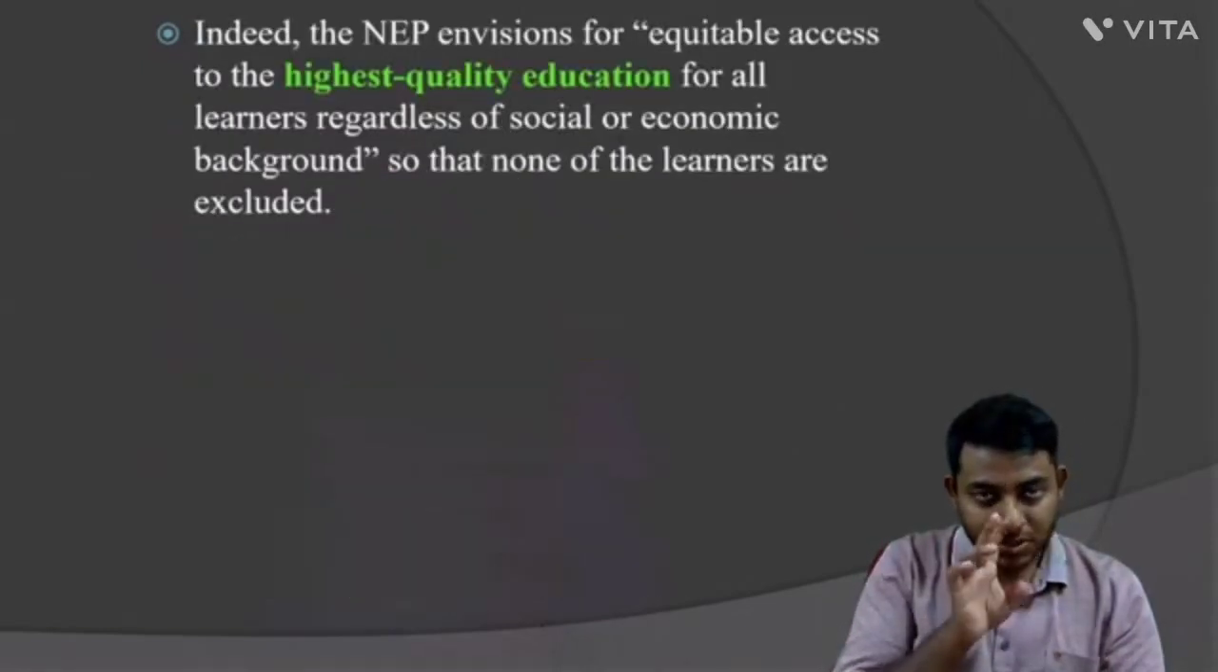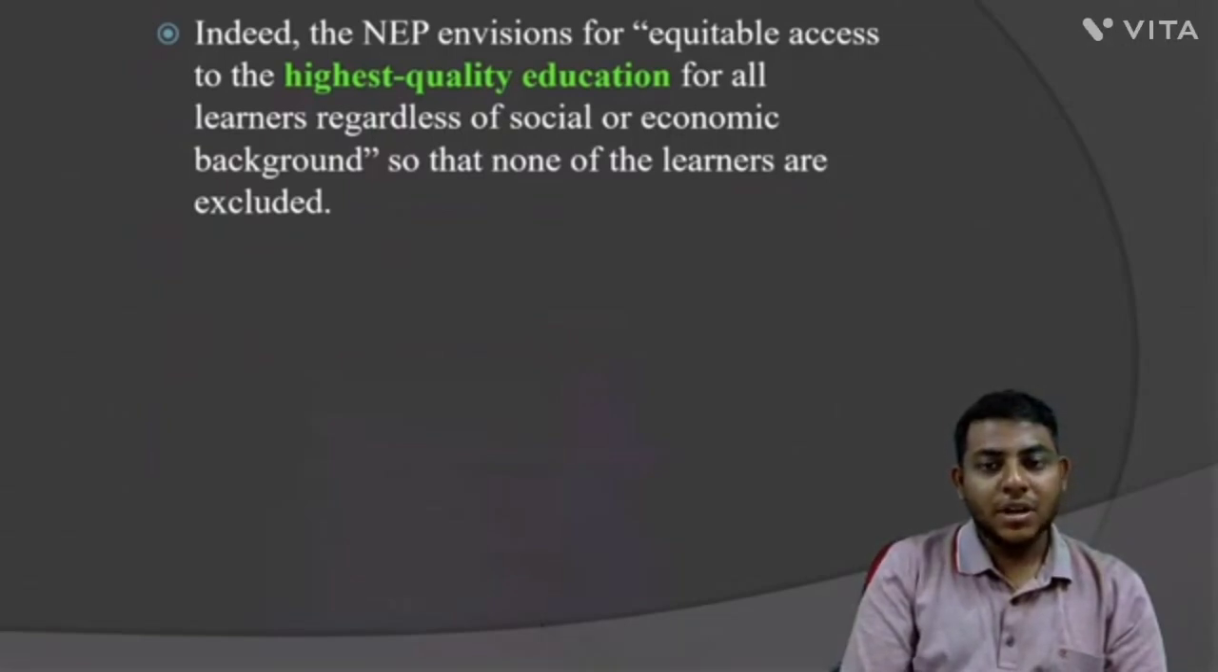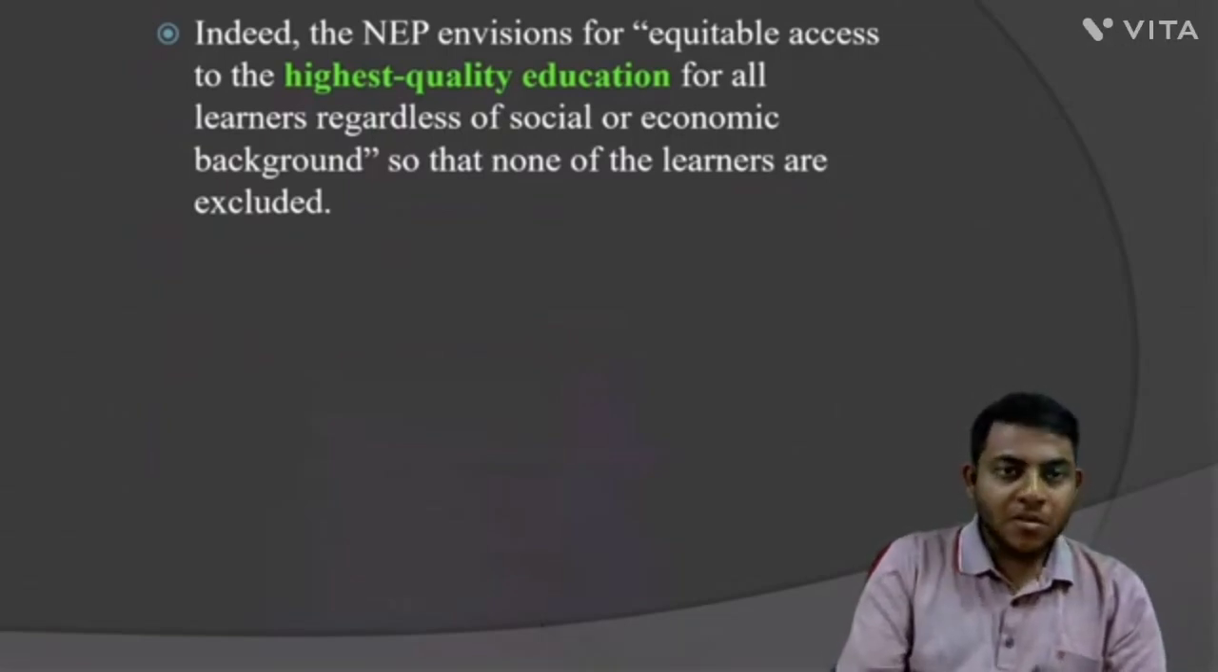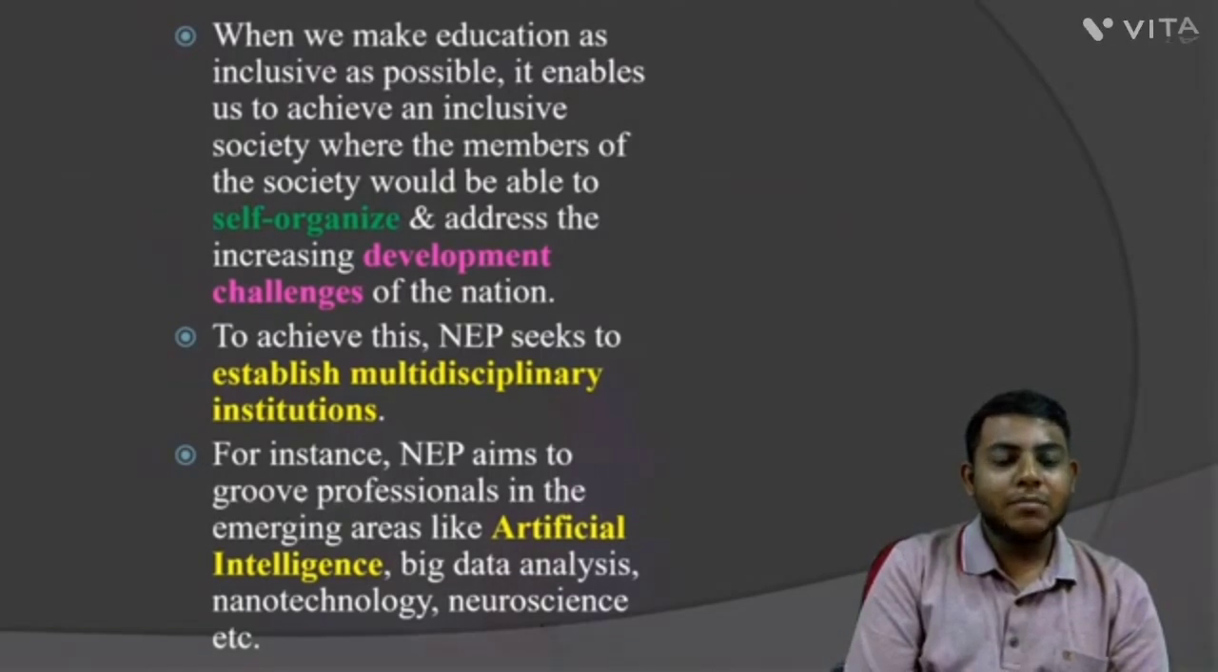Indeed, the National Education Policy envisions equitable access to the highest quality of education for all learners regardless of social or economic background, so that none of the learners are excluded. And when we make education as inclusive as possible, it enables us to achieve an inclusive society where the members of the society would be able to self-organize and address the increasing development challenges of the nation.